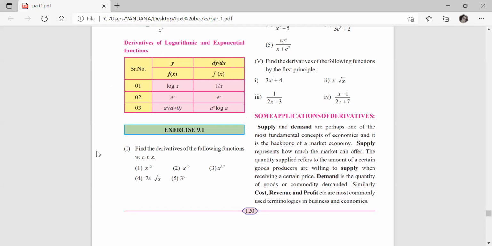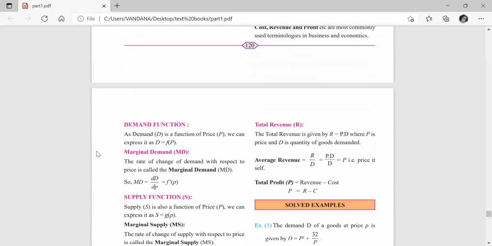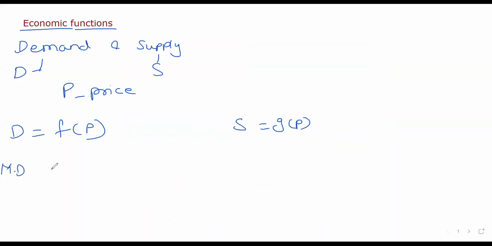Cost, revenue, and profit, etc. are the most commonly used terminologies in business and economics. Now we'll first start with the functions. As demand D is a function of price P, we can write D is a function of P. Marginal demand. Marginal demand is the rate of change of demand with respect to price. That is, when the price has changed by 1 unit, what is the change in demand? Marginal demand is given as the first order derivative of the demand function with respect to price.